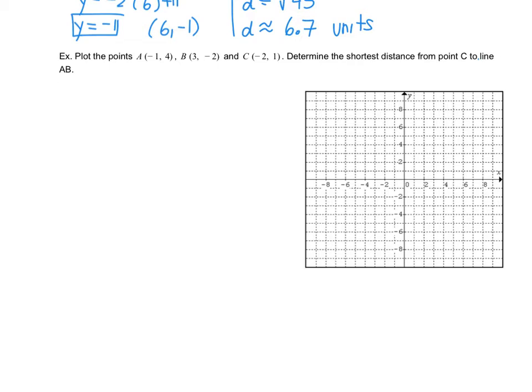So let's go ahead and start off by plotting our points. We have the point negative 1, 4 for A. B is at 3, negative 2. And that's the line segment we need, so I'm going to connect those dots. And then point C is at negative 2, 1. Okay, so I need the shortest distance from C to the line segment I just drew.